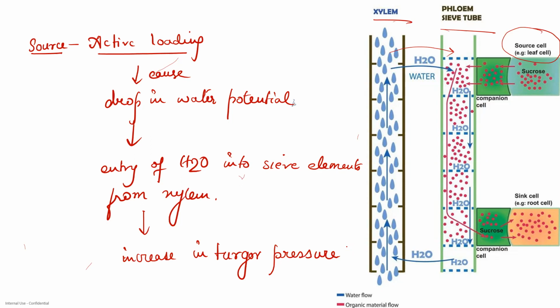So according to pressure flow hypothesis, translocation of solute is a passive process. That means what? There is no direct input of metabolic energy, or there is no requirement of input of metabolic energy here. Fine.